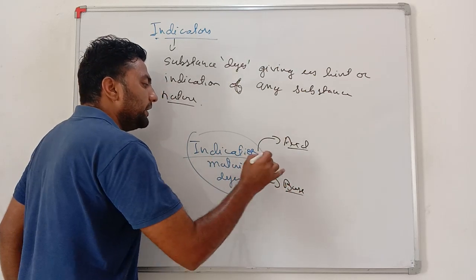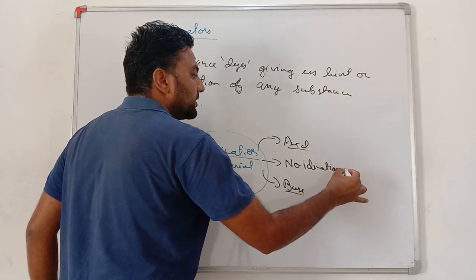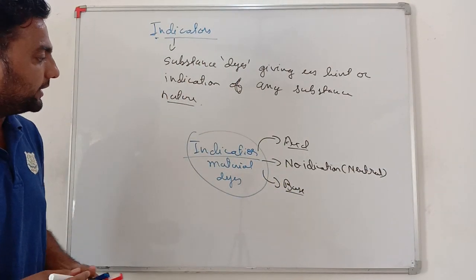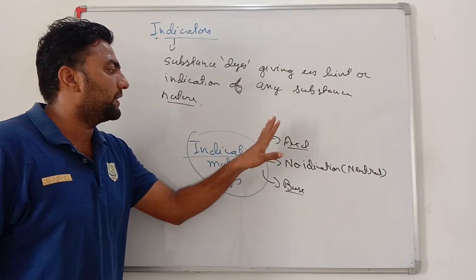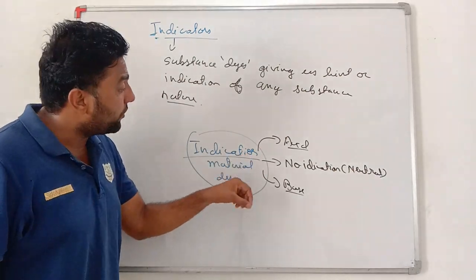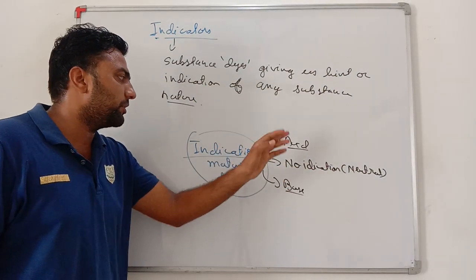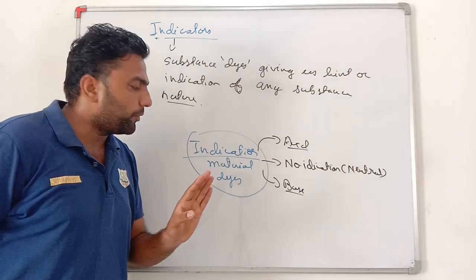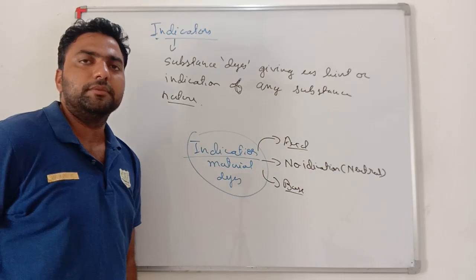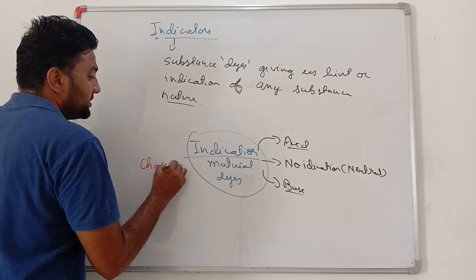Very important, indicators give no indication for a neutral substance. See my dear students, indicators only tell us whether any material is acidic or any material is basic. Very important, a few indicators only tell us whether a material is acidic or basic, not both the natures. And very important, if the indicator is showing no effect or no change, it means that material is neutral. See my dear students, the general hint or indication is a change in color.